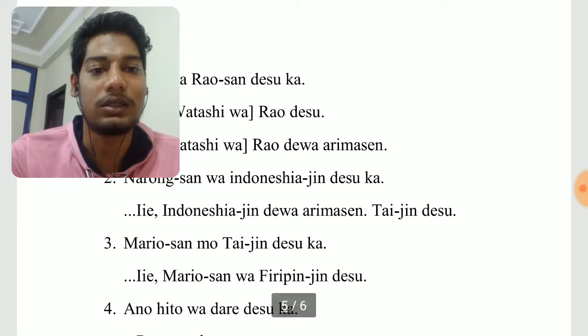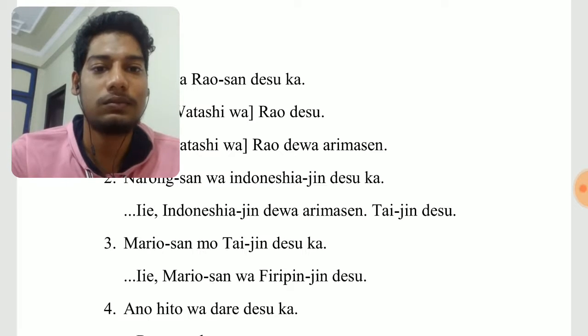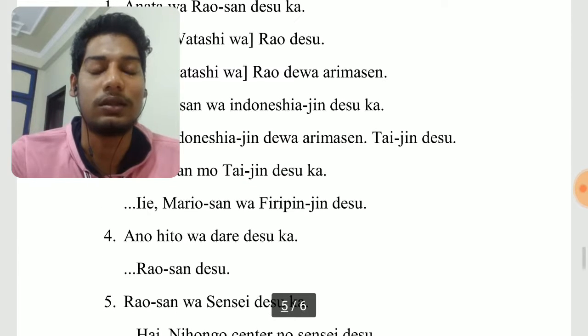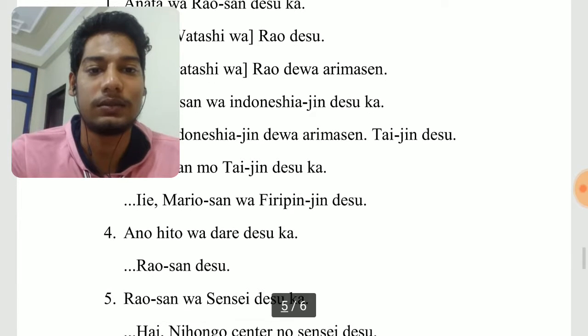Narong-san mo Tai jin desu ka? Iie, Narong-san wa Philippine desu. Here we said that he is not from Thailand. He is from the Philippines. Ano hito wa dare desu ka? Who is that person? Rao-san desu.